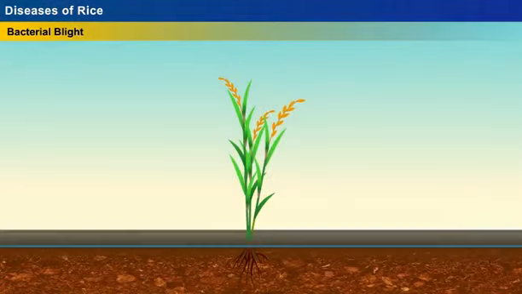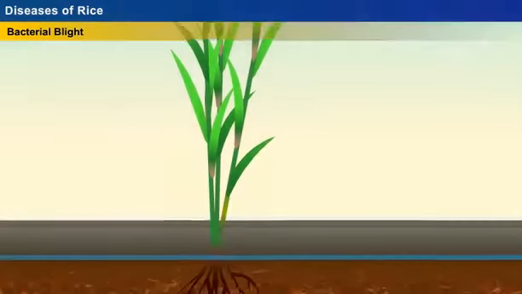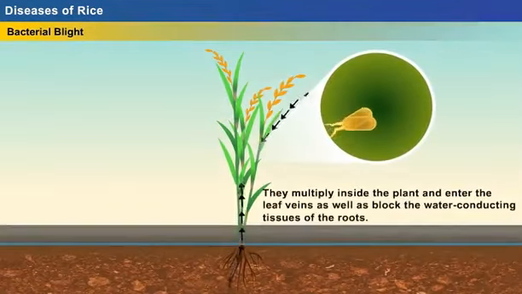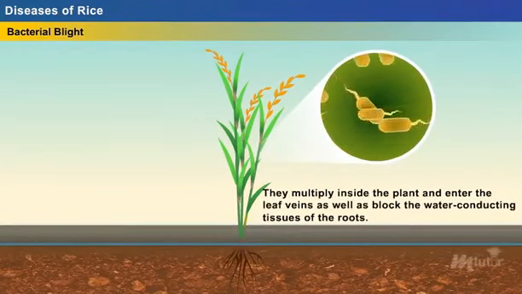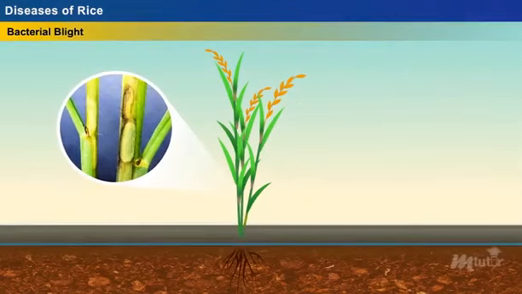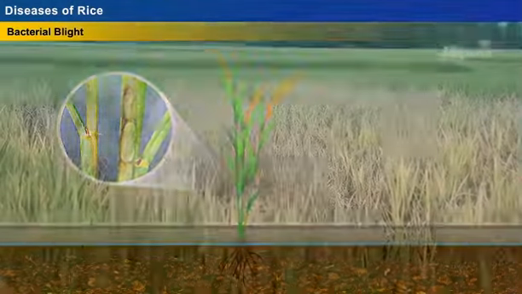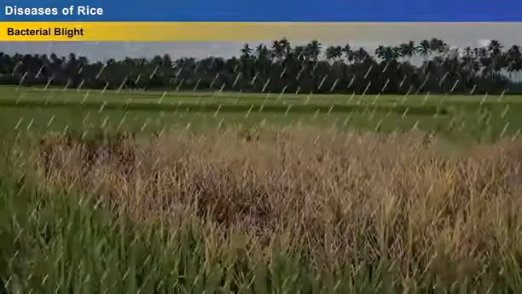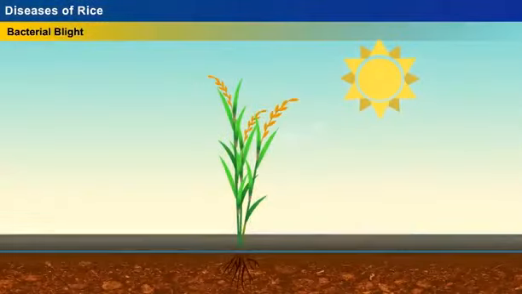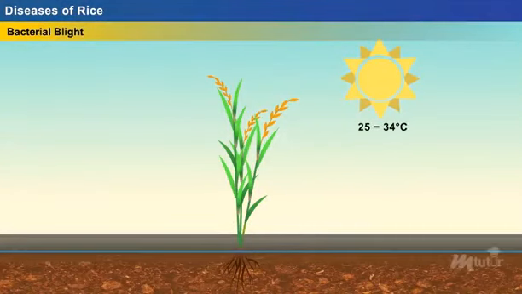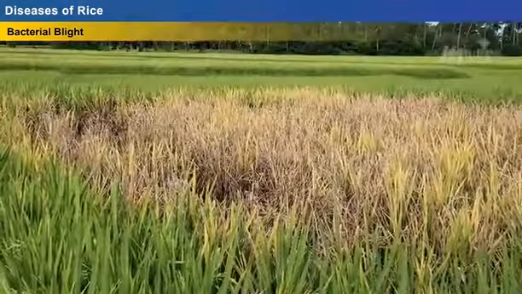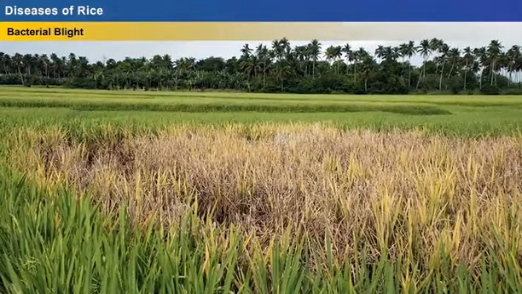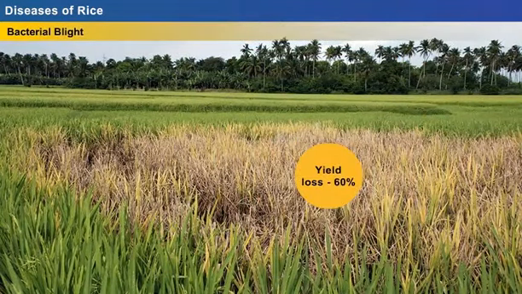The organisms enter the plant through the pores of the leaves and roots. They multiply inside the plant, enter the leaf veins, and block the water conducting tissues of the roots. After the appearance of the initial lesion, the bacteria ooze and spread to other plants through rain or wind. An atmospheric temperature of 25 to 34 degrees Celsius and relative humidity above 70% is considered desirable for the growth of these bacteria. Usually, the loss of yield is anticipated to be over 60% when the crops are affected by bacterial blight.